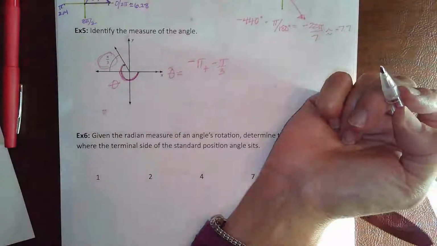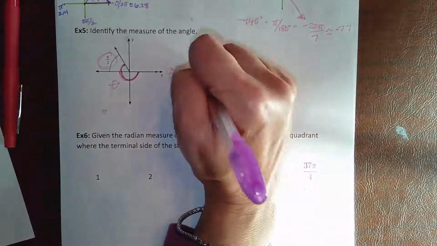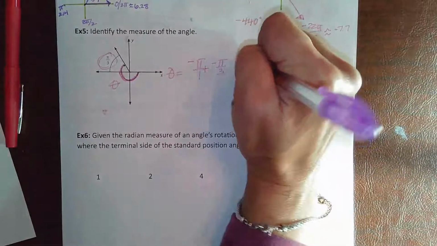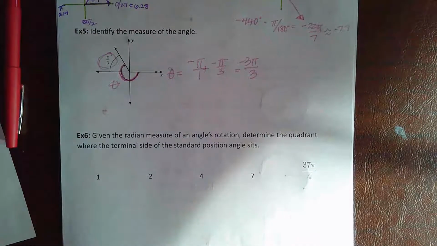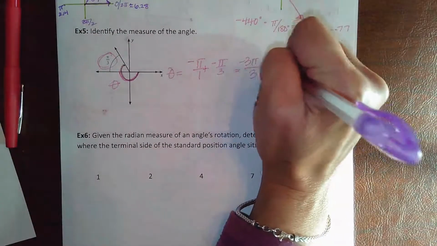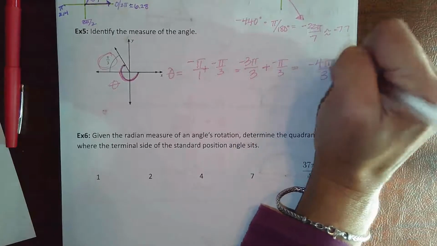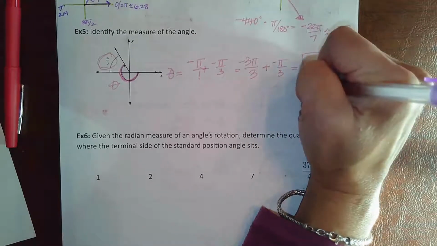So you can think of it as a fraction, right? It has a denominator of 1. So I'm going to think of this as negative 3 pi over 3. So that's just negative 1. And I'm going to add to it negative pi over 3, which lands me at negative 4 pi over 3.